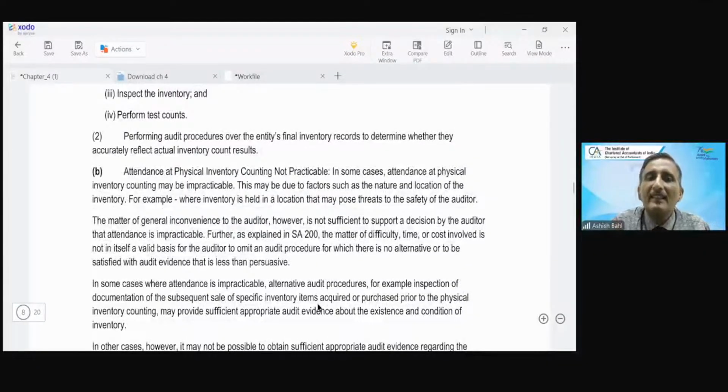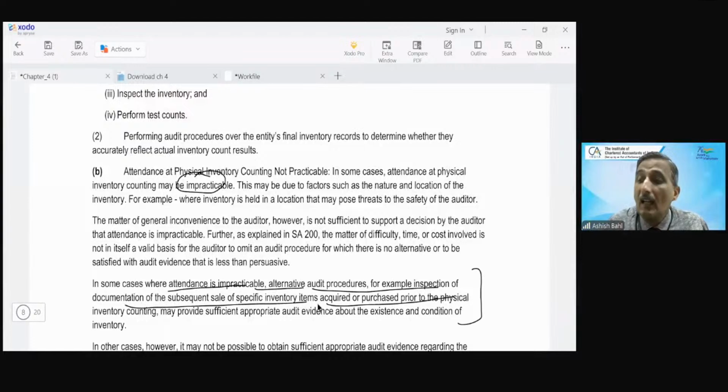So in some cases, attendance at physical inventory count may be impracticable. In cases where attendance is impracticable, alternative audit procedures need to be performed. Like the items which the entity is showing as at the end of the year, whether these have been sold subsequently. So if these have been sold, it means in fact these existed, if there are no further purchases during the next financial year.